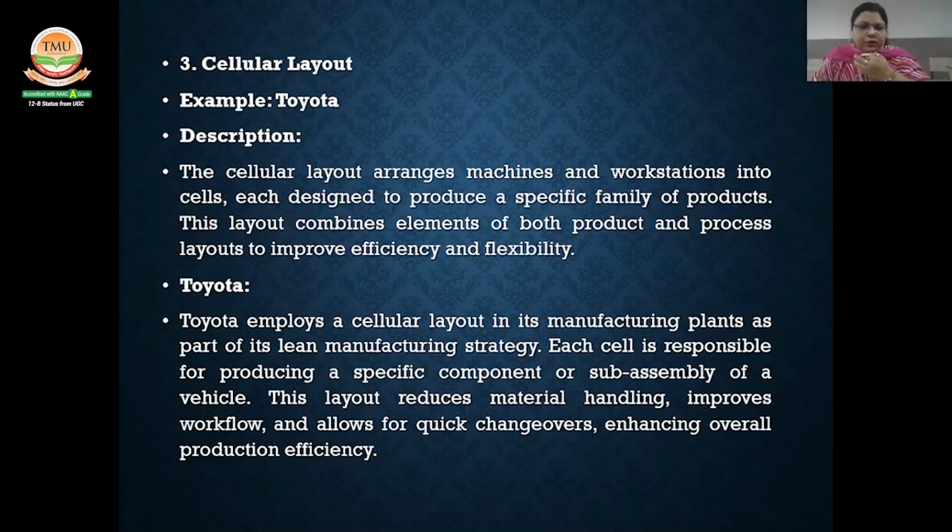Toyota employs cellular layout in its manufacturing plants as part of its lean manufacturing strategy. Each cell is responsible for producing a specific component or sub-assembly of a vehicle. This layout reduces material handling, improves workflow, and allows for quick changeovers, enhancing overall production efficiency.